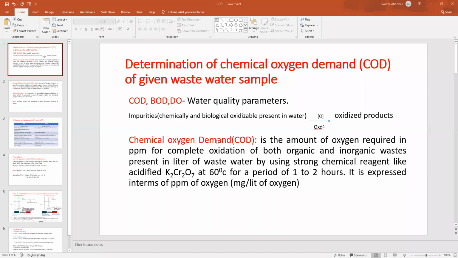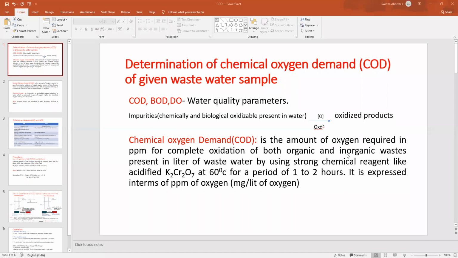Okay, so chemical oxygen demand is a water quality parameter in which we determine the amount of oxygen required for the complete oxidation of both organic and inorganic impurities present in a liter of wastewater by using a strong chemical reagent. Only then it is called chemical oxygen demand. Chemical indicates what? It is a chemical process in which we use a strong chemical reagent such as acidified potassium dichromate, and the process is carried out at 60 degrees Celsius for a period of 1 to 2 hours. So we determine how much oxygen is required to oxidize both organic and inorganic impurities that are chemically oxidizable.